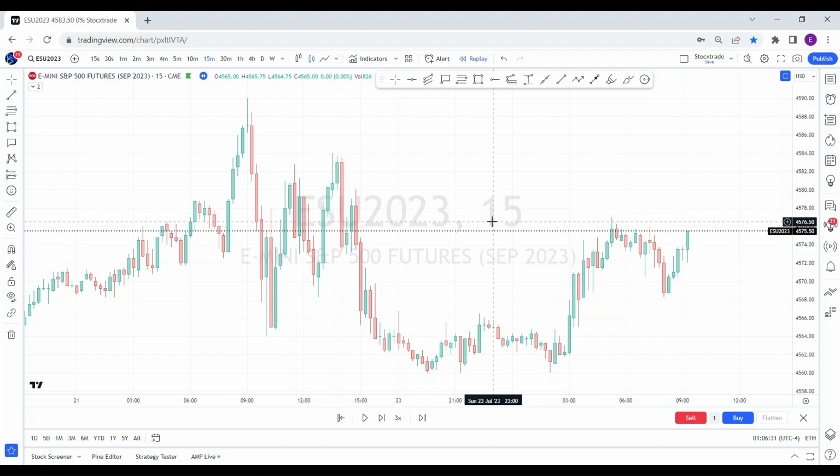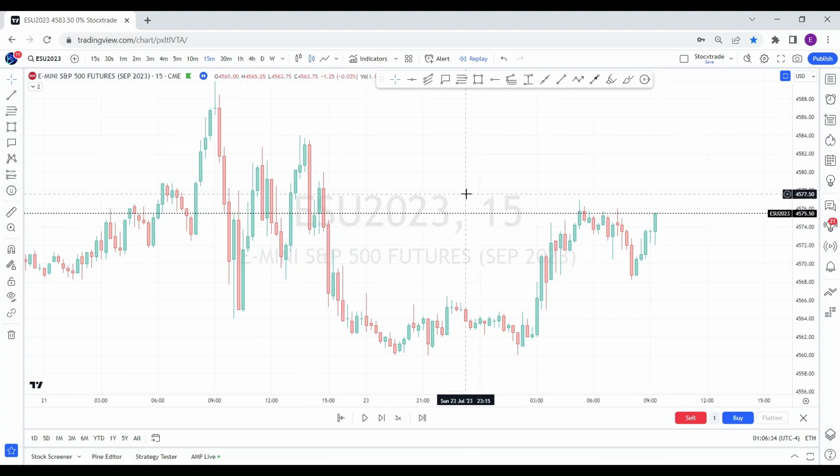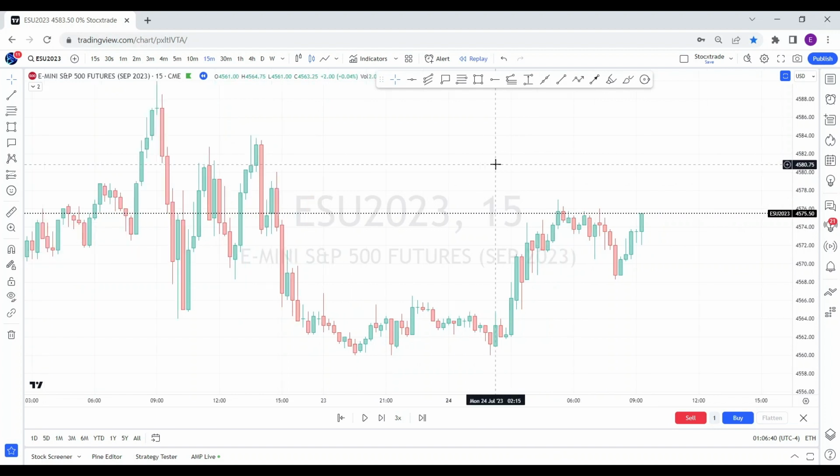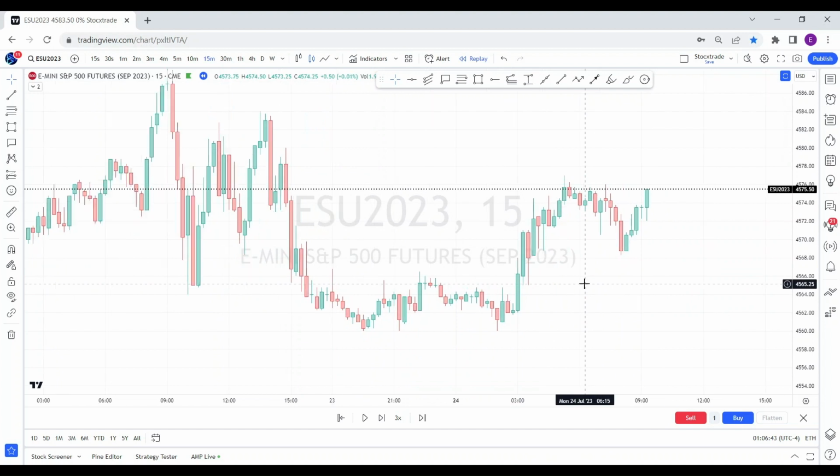So today I'm going to tell you how you can trade at the pre-market. This is a 15 minutes ES chart, S&P 500 futures chart. What you need to do is first see the trend.